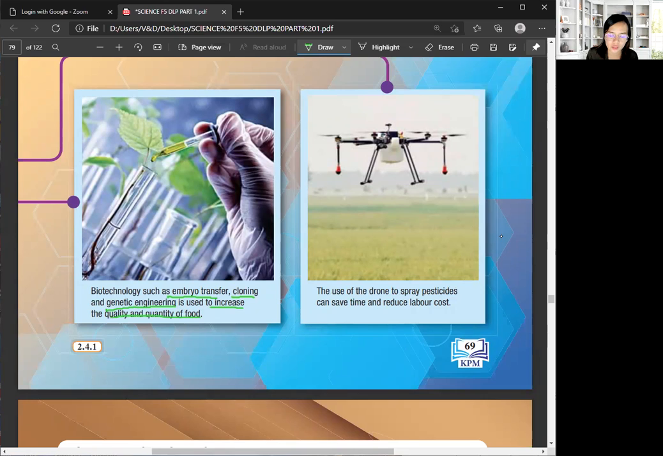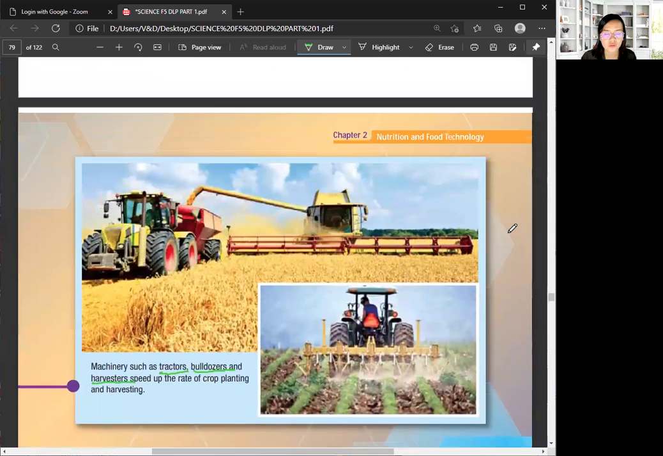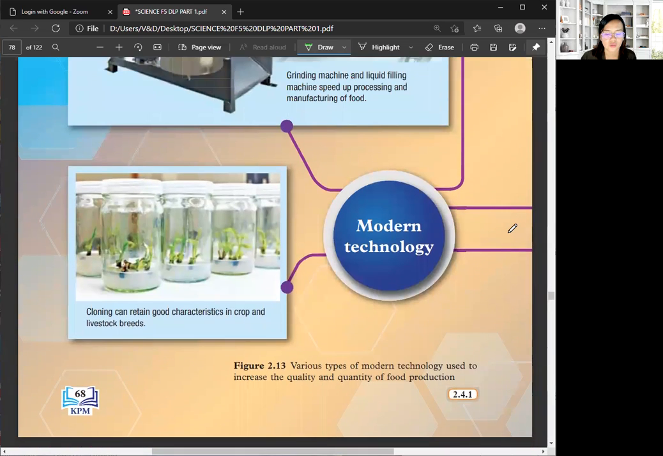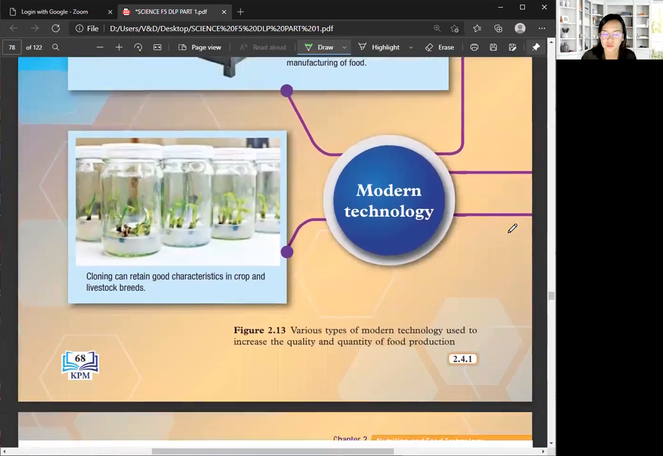Now this drone is used to spray pesticides. So the farmers do not have to move around their crops to see the crops and to spray the pesticide. They can use drone to spray, and this can save time and also reduce labor costs. Save time and reduce labor costs. So these are examples of modern technology used in order to increase the quality and food production.